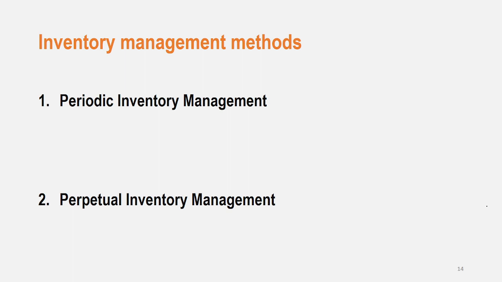So, what is the important key point about the periodic inventory system? It is that the physical inventory counts in the periodic inventory system take place at regular intervals.